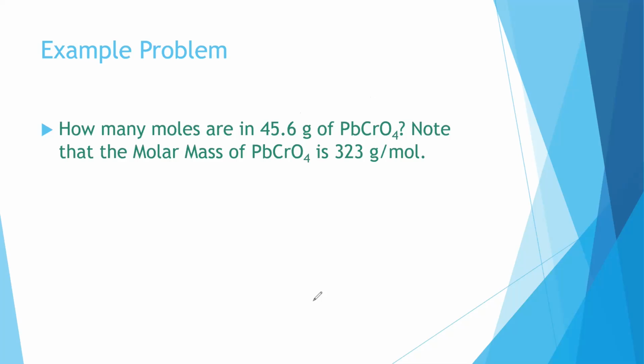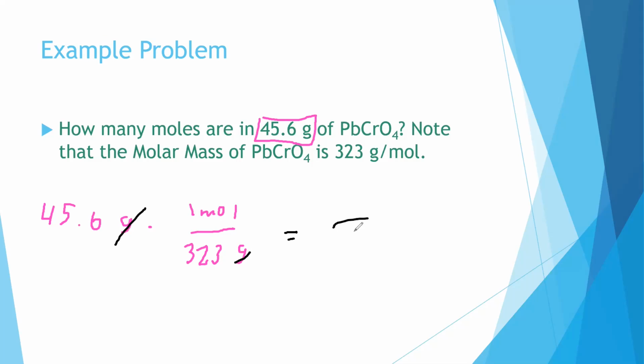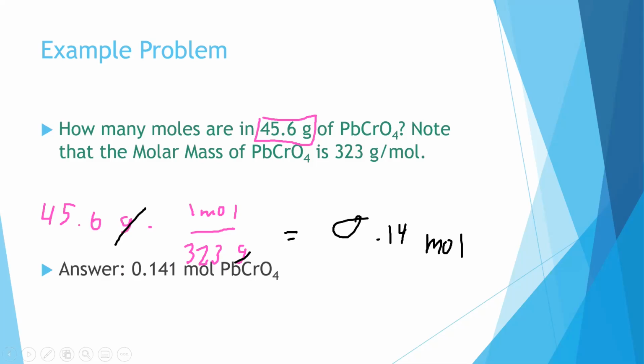As always, we're going to start with what we have, which is our grams. So we have 45.6 grams. And then we need to multiply it by the molar mass, which is 1 mole per 323 grams. Since we're multiplying them together, the grams cancel out. So we get about 0.14 mole. And that ends up being the correct answer.